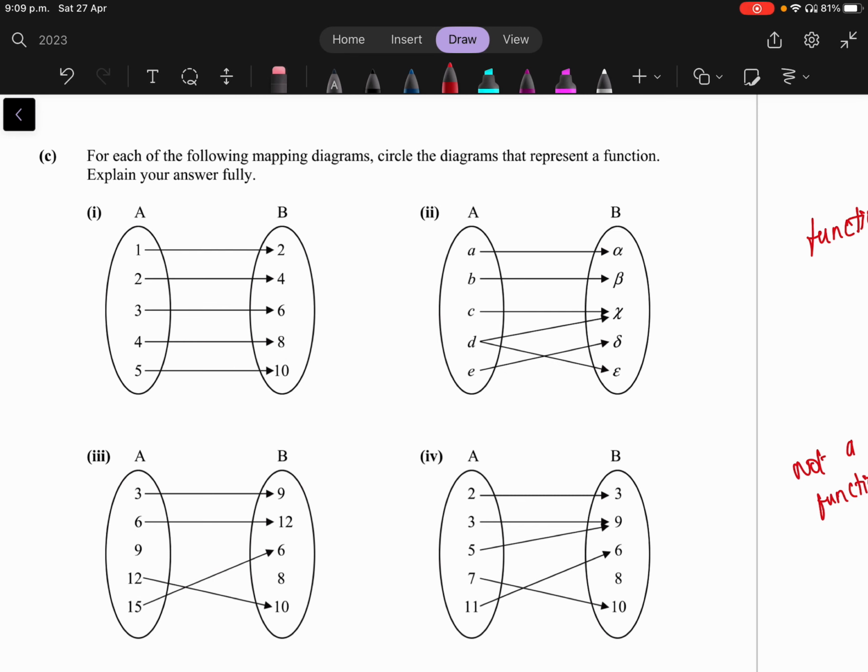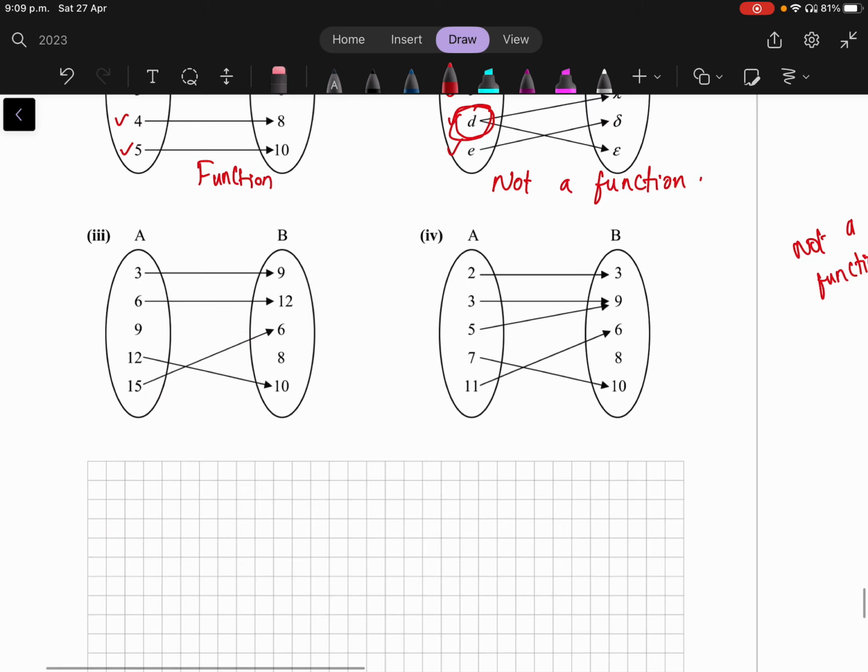So the first one, there is an arrow going out from each element and there is only one arrow, so this is a function. For the second one, there is an arrow from all of these, but there are two arrows going out from this one, so this is not a function. Okay, third one, there is an arrow from this, no, these two are missing, so it is not a function. Here, there is an arrow going out from all of these, and so it is a function.